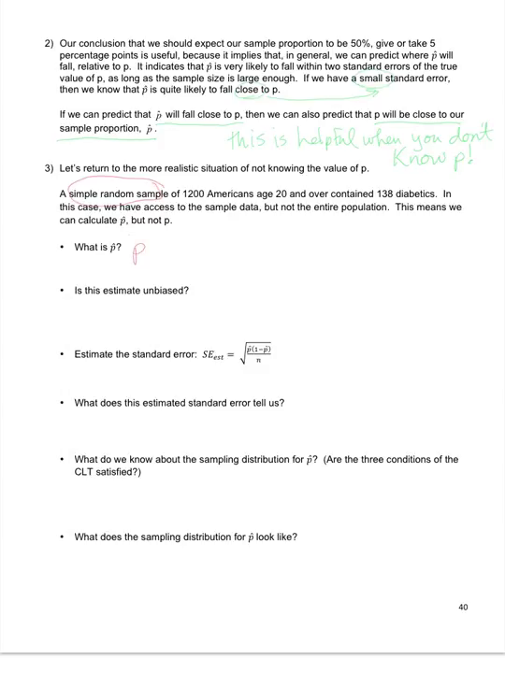So what is p hat? Well, p hat is the proportion of our sample that is diabetic. So we have 138 out of 1,200, which is 0.115, or 11.5%. All right, so just on a side here, remember that p hat is the proportion of the sample that's diabetic, and p is the proportion of the population that's diabetic.